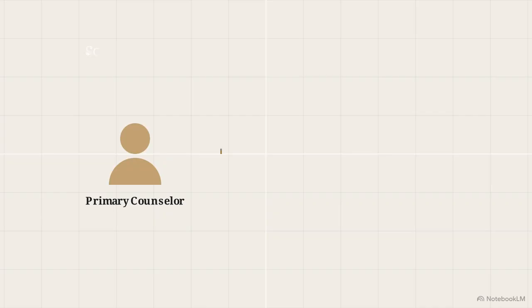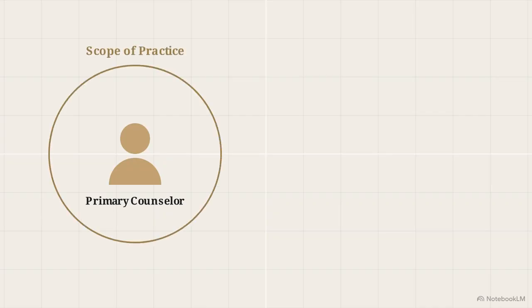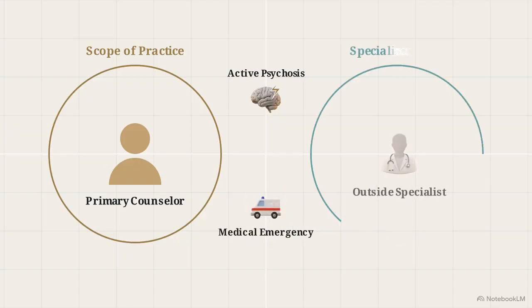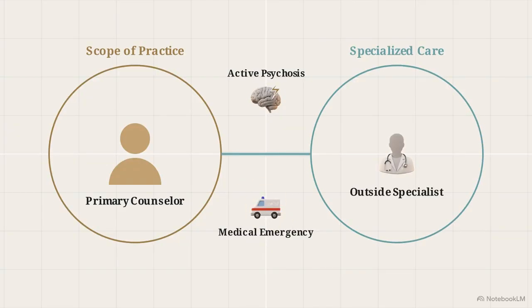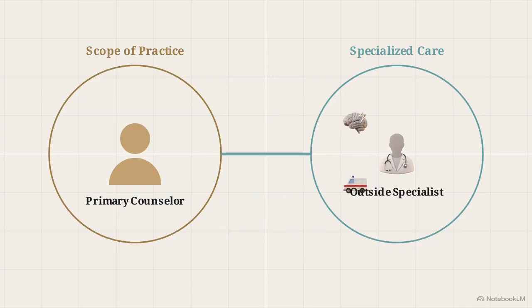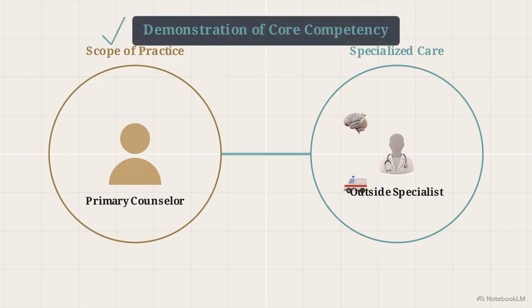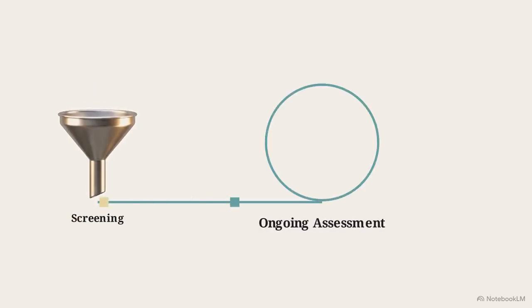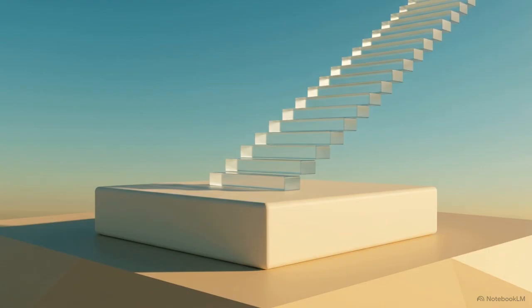Finally, assessment enforces scope limits. When the data reveals conditions outside the counselor's purview, like active psychosis or a medical emergency, referring the patient to outside specialists is a demonstration of core competency, not a failure of care. A rigorously executed pipeline from initial triage to ongoing assessment protects the client, defines the precise scope of care, and establishes the necessary foundation for a successful recovery.